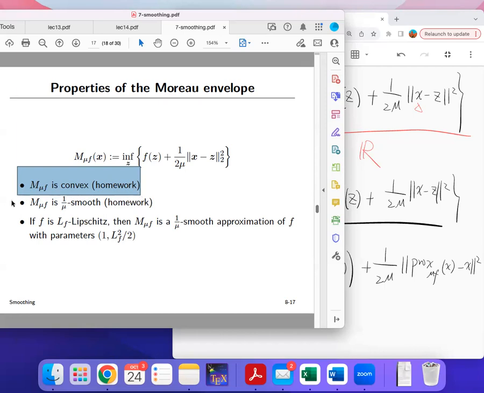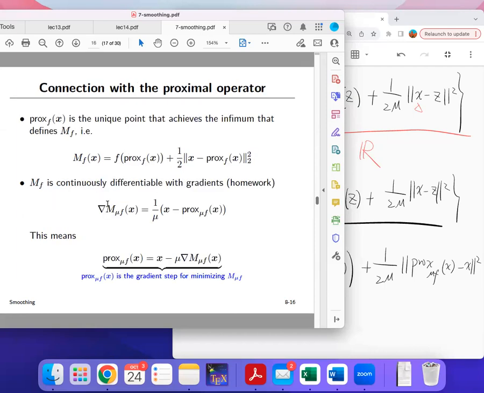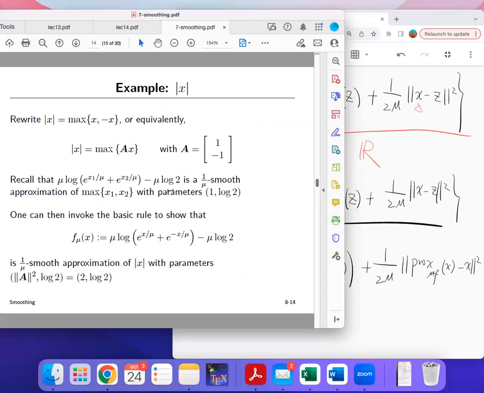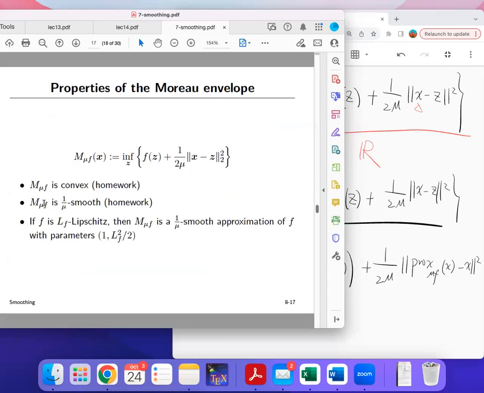And moreover, as we just mentioned, this Moreau envelope function is differentiable. This is the gradient. And moreover, this gradient is Lipschitz continuous. So this is a 1/μ smooth function. It is a smooth function, which means the gradient is 1/μ Lipschitz continuous. So it's a convex and smooth approximation of the original function.